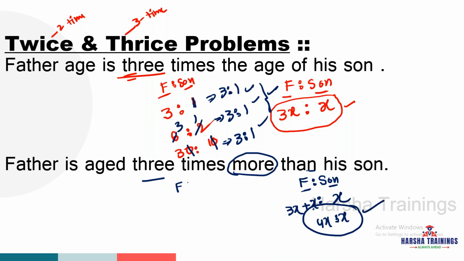For example, if you are going to use the shortcut method, the son's age we don't know, let it be 1. The father is how many times? 3 times. 1 into 3, 3. More means adding. The son's age is how much? 1. 3 plus 1, 4. So 4 is to 1. In the shortcut method, let the son's age be 1; in the basic method, let it be x. Is it clear, all of you? Any doubts regarding this point?